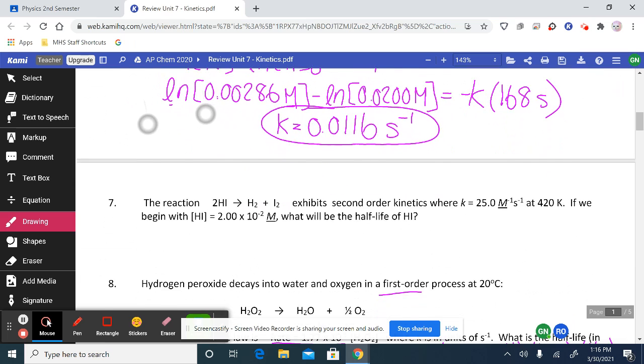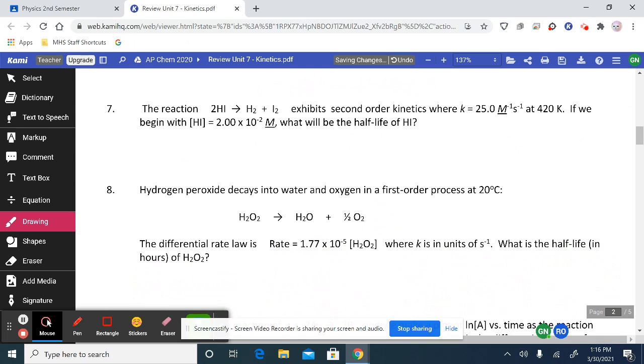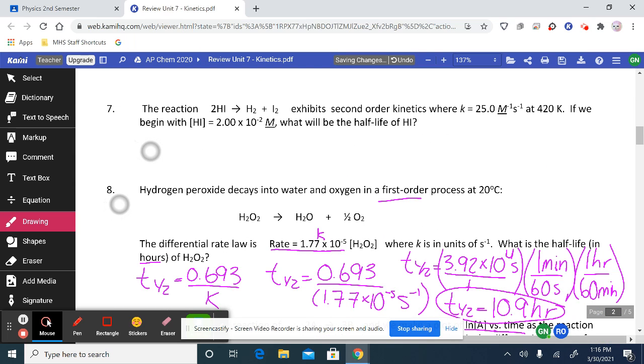Okay. Last one for today is number 7. We have a reaction there. They tell us it's a second order reaction. They give us a K value of 25.0 inverse molarity, inverse second at 420 Kelvin. They give us an initial concentration of HI, and they're asking us what would the half-life be for HI.